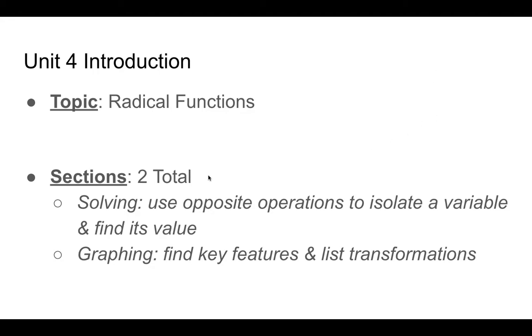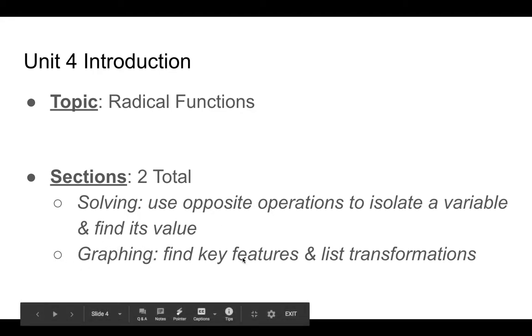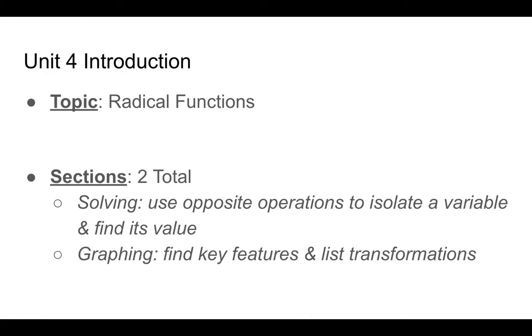So we'll do a solving section where we're using those opposite operations to isolate a variable, find its value, get x by itself, all that stuff. And then we have a graphing section as well where we're talking about key features and transformation. So this is what you can expect for Unit 4. It's going to be a little bit shorter. This is a pretty easy unit actually, so it's a good one for our first unit to be online. I'm glad it's this one because this one is a little bit easier in comparison to some of our others.